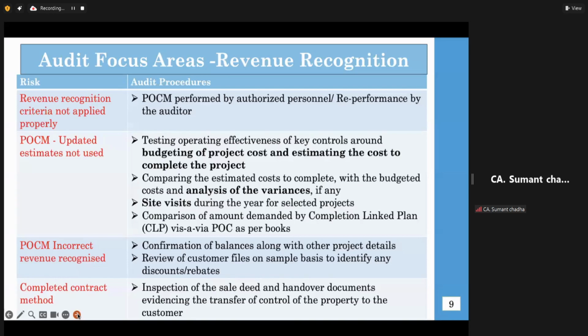Site visit for me is very important, as I mentioned earlier, to see exactly what is happening. Completion linked plan: how I am demanding the money from my customers, whether it's percentage on plinth-wise or completion of a particular thing, or the POC as per my books, I'm going to book revenue.